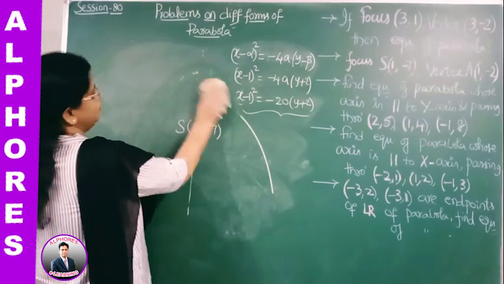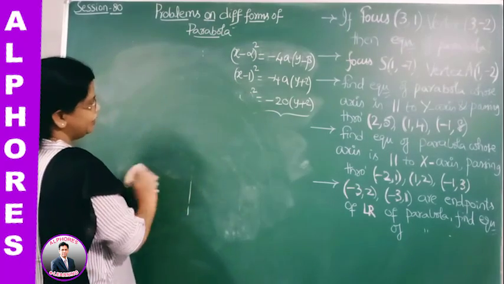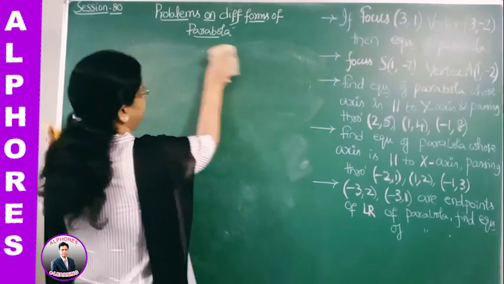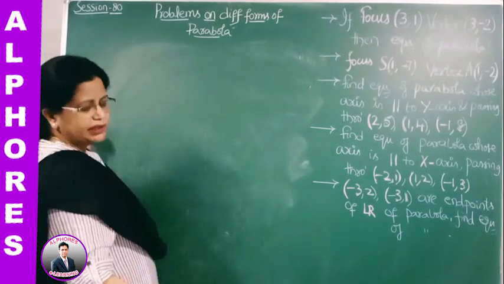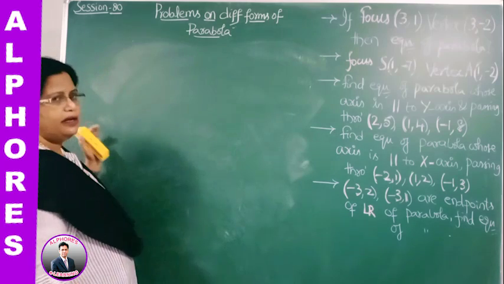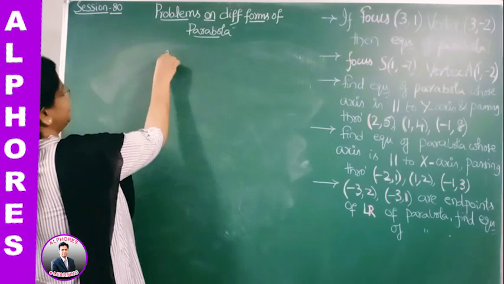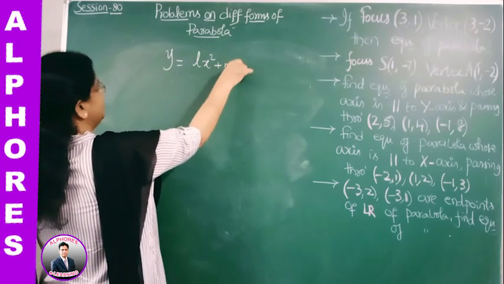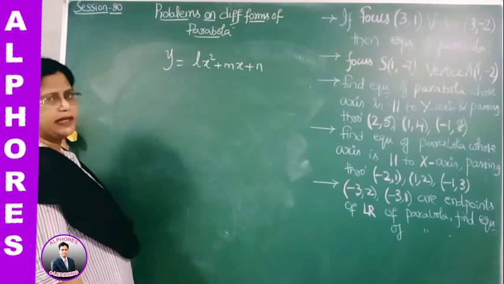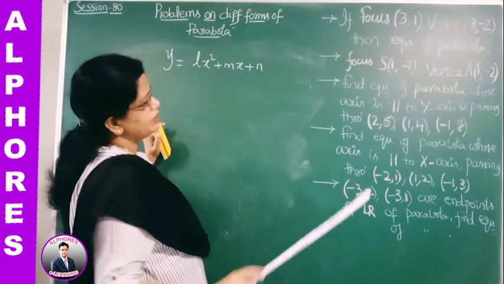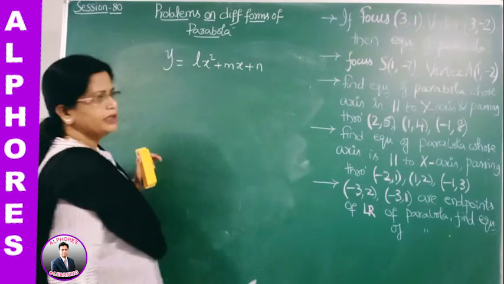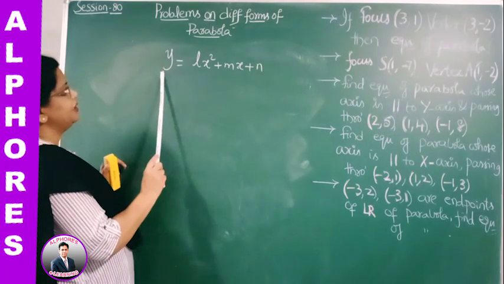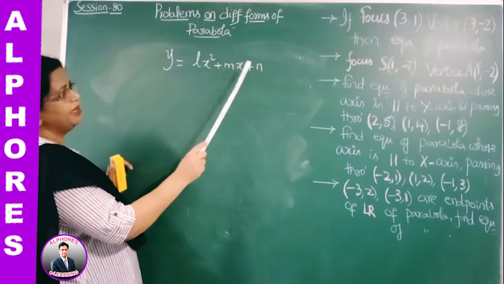The method is: if you come across this model, a parabola passing through 3 points and the axis is parallel to, simply we have one more standard form. Whenever it is parallel to the y-axis, then we write it as y equal to how much? It is Lx square plus mx plus n. So this is the standard equation when the axis is parallel to the y-axis. Suppose the axis is parallel to the x-axis, then we write x equal to Ly square plus my plus n.